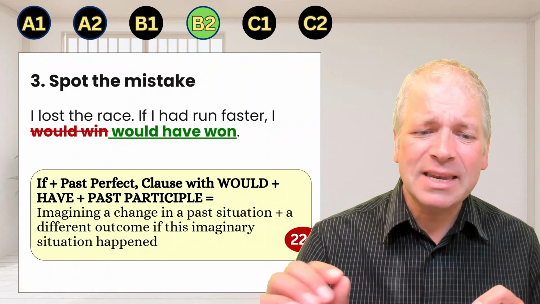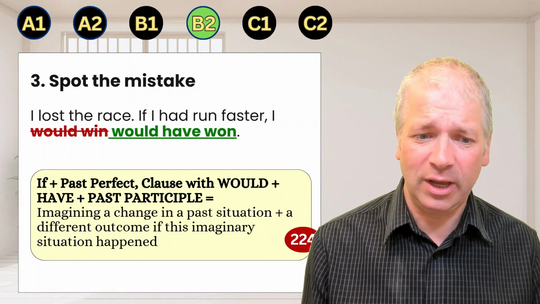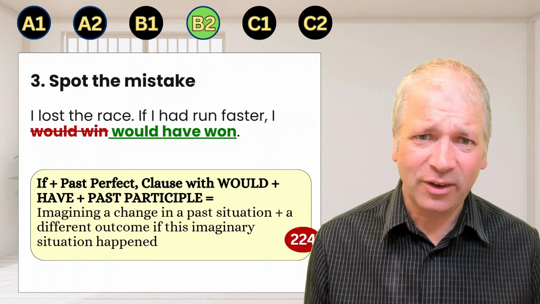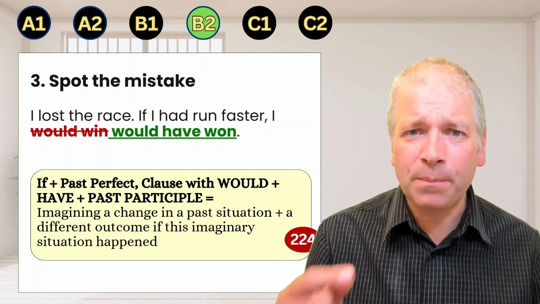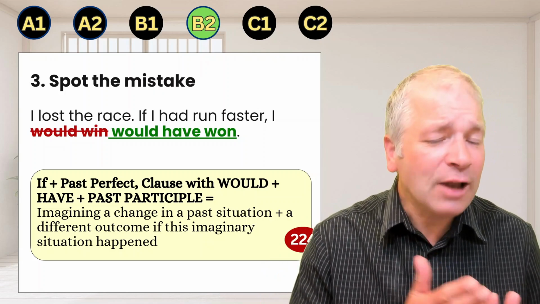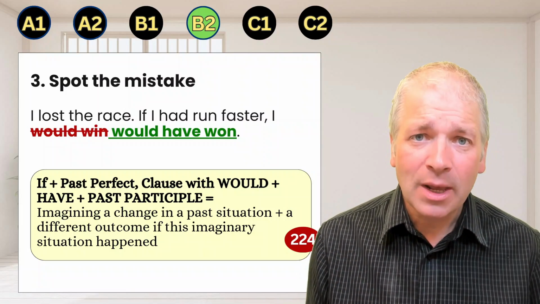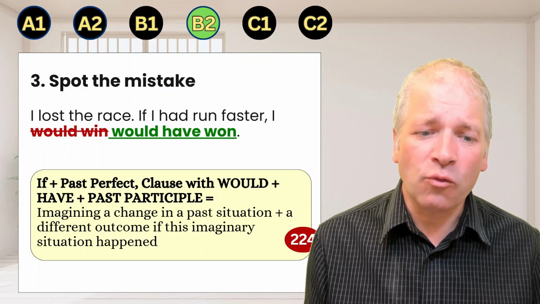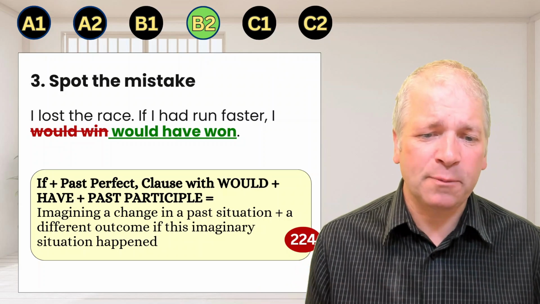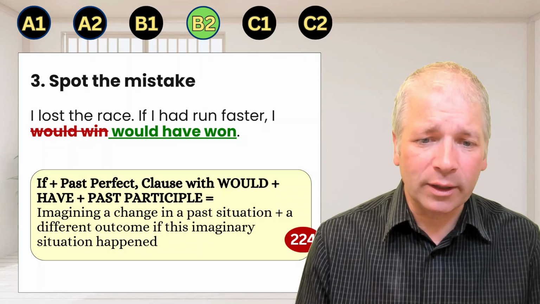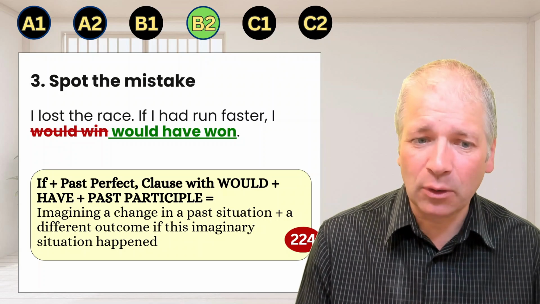And that's because we need a third conditional structure here. If with the past perfect, and then a clause with would, have, and past participle. If I had run faster, this is if with the past perfect. Had run is the past perfect form for run. And then would have past participle, would have won. Won here is the past participle of the verb win.